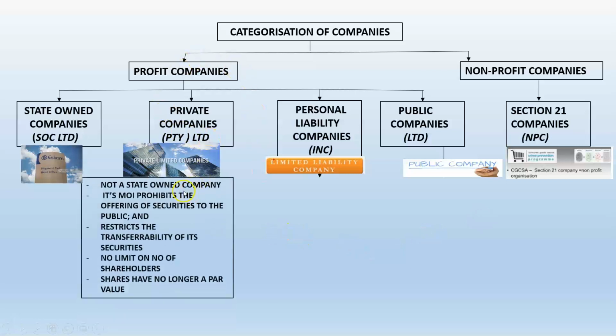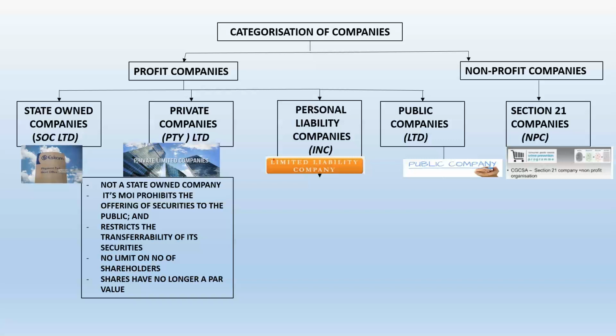What is a private company? Well, the first thing is it's not a state-owned company. The memorandum of incorporation, that is MOI, prohibits the offering of securities to the public. Now, what is a memorandum of incorporation? Guys, that is the user manual of the company. That dictates what he can, what he can't, what he must, what he mustn't, and how much he can, how much he cannot. So it's like the Bible.